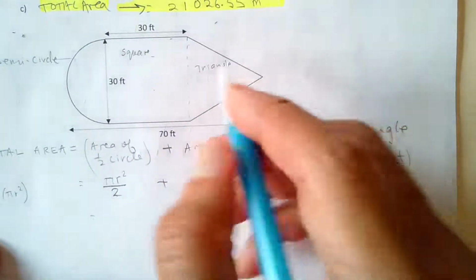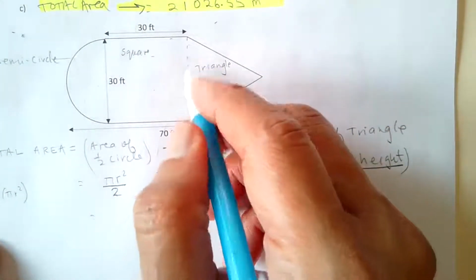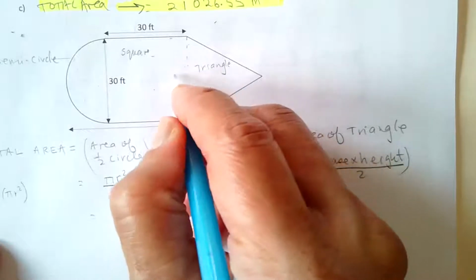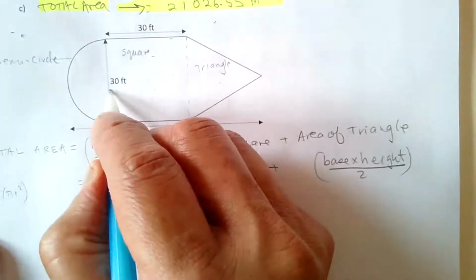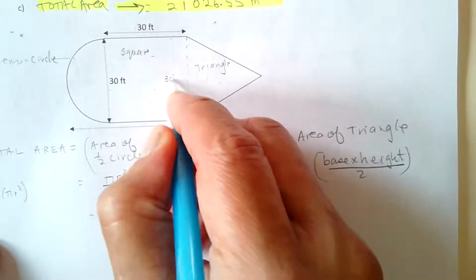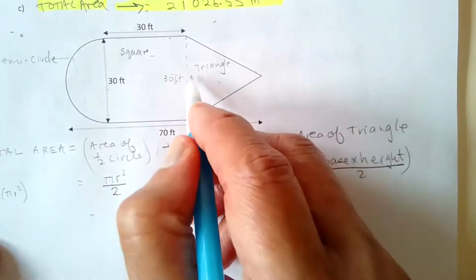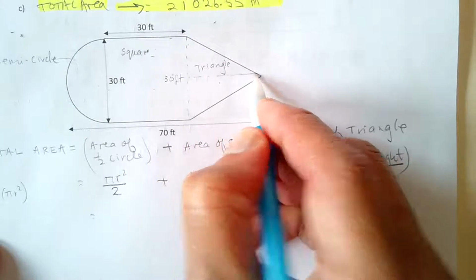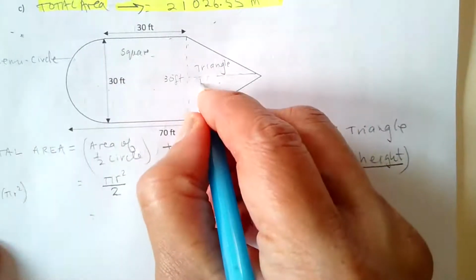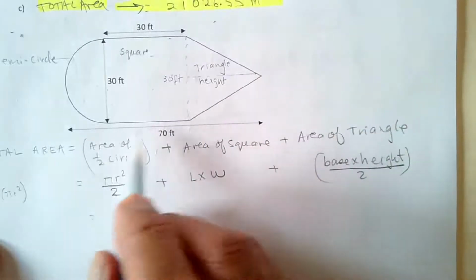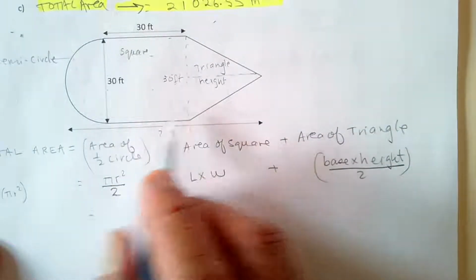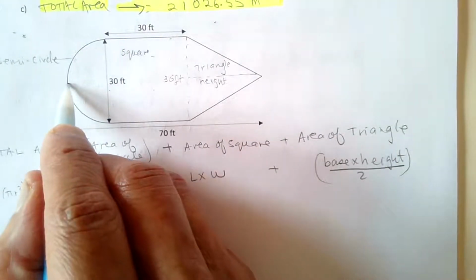We need to find the base for the triangle. The base of this triangle will be 30. It's the same. This line is parallel to the other line here, so that gives me 30 feet. The height, we need to find the height. And we also need to find the radius here.